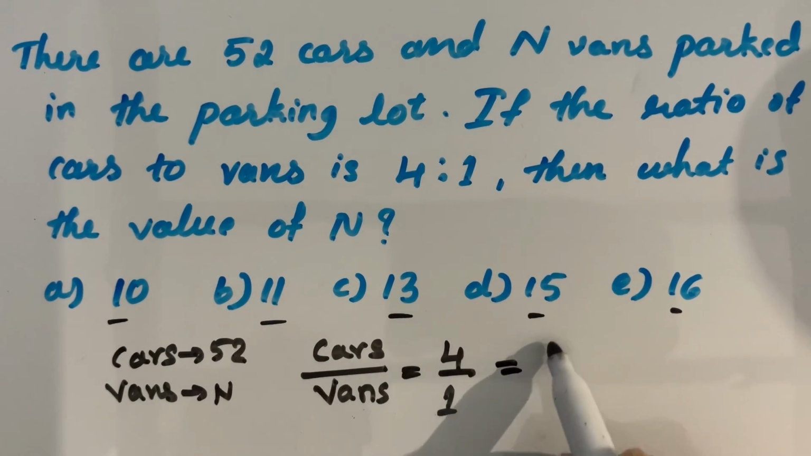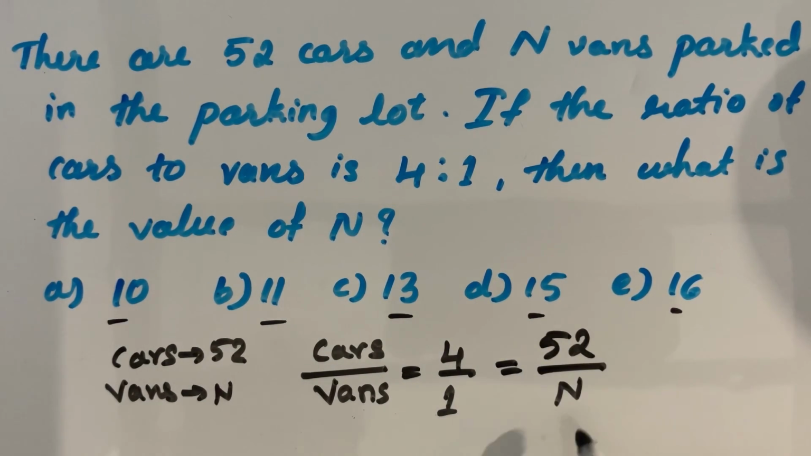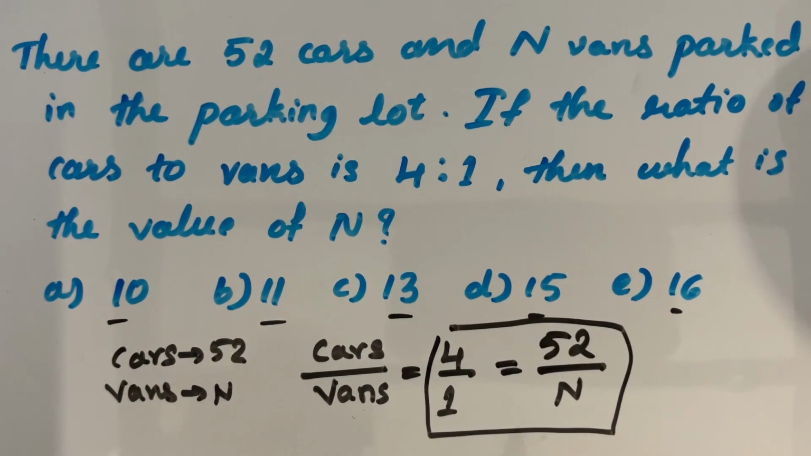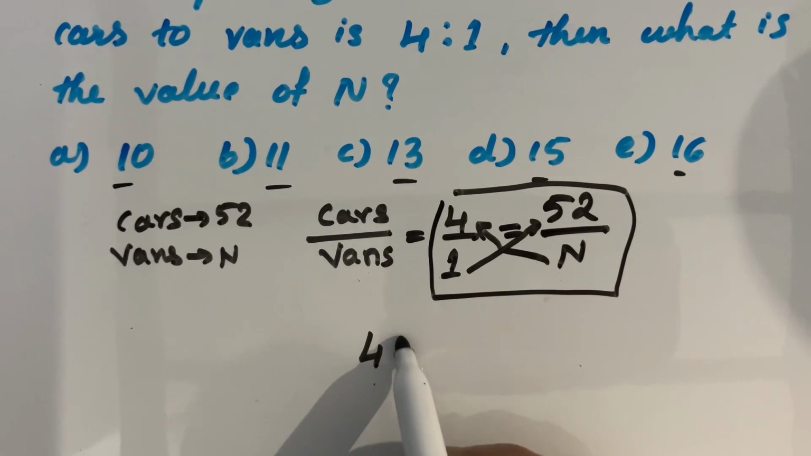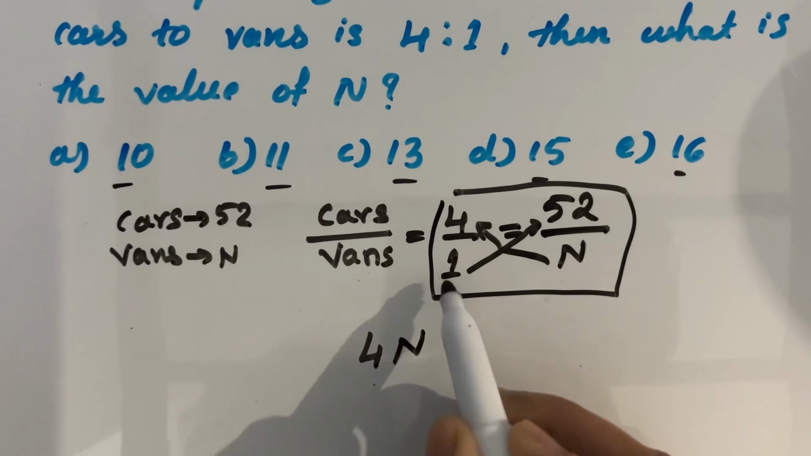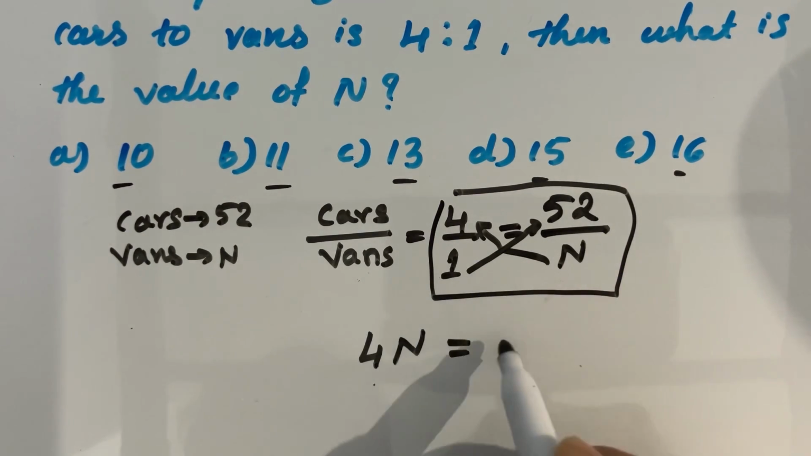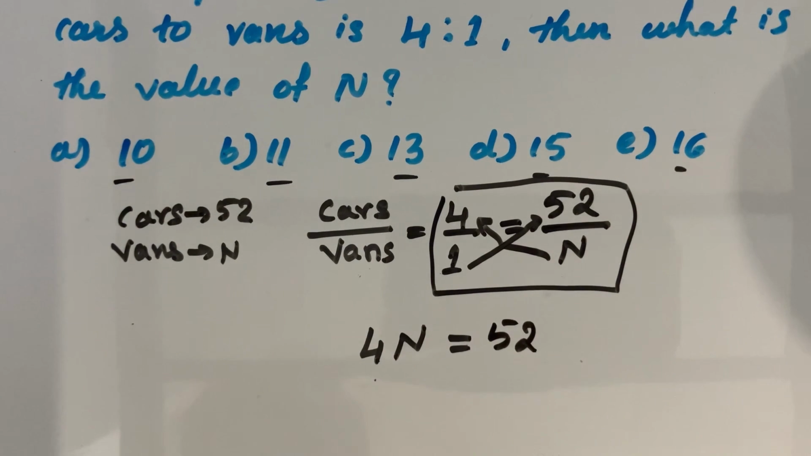Now, cars we know 52. Vans given as n. 4 to 1 ratio is equal to 52 to n. 4 over 1 is equal to 52 over n. Now let's cross multiply. Cross multiplication means you multiply 4 and n, and 52 and 1. 4 times n is 4n, equal to 52 times 1, nothing but 52.